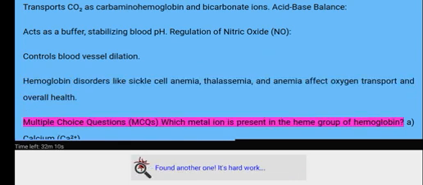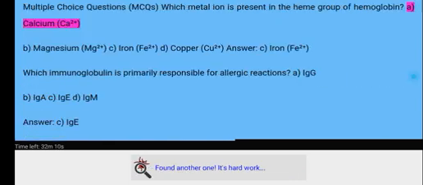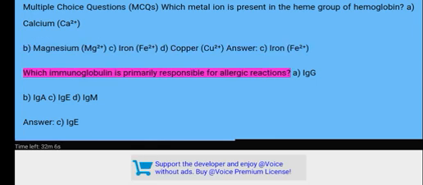Multiple choice questions, MCQs. Which metal ion is present in the heme group of hemoglobin? A. Calcium, Ca2+. B. Magnesium, Mg2+. C. Iron, Fe2+. D. Copper, Cu2+. Answer, C. Iron, Fe2+. Which immunoglobulin is primarily responsible for allergic reactions? A. IgG. B. IgA. C. IgE. D. IgM. Answer, C.